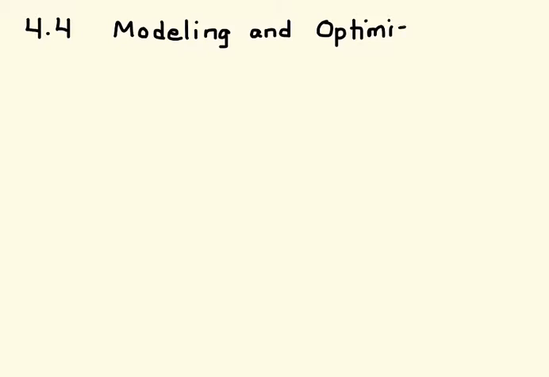Looking at modeling and optimization. This is section 4.4. And we use calculus to model things and to optimize. This is really helpful if you're building something, and engineers use this a lot. And I'm going to give a very classic example: modeling the building of a box.